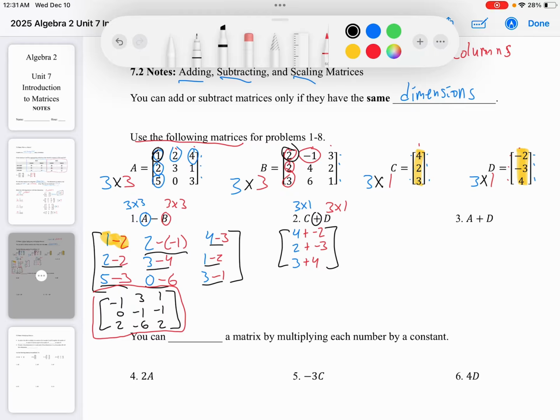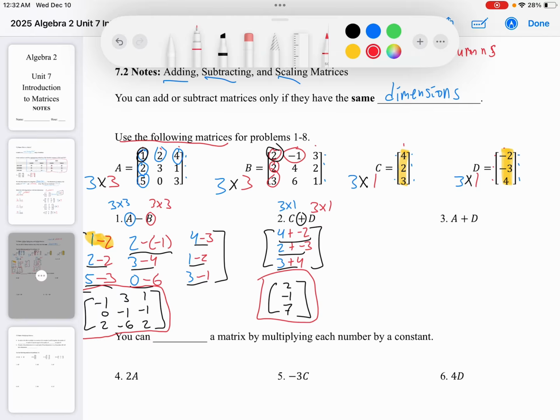So we can go through and do this addition. 4 plus negative 2 would be 2. 2 plus negative 3 would be negative 1. And 3 plus 4 would be 7. And so this is the matrix that we get: 2, negative 1, and 7 going down in that line.